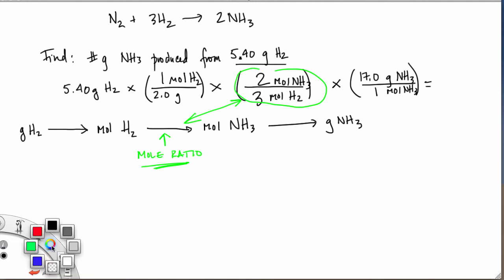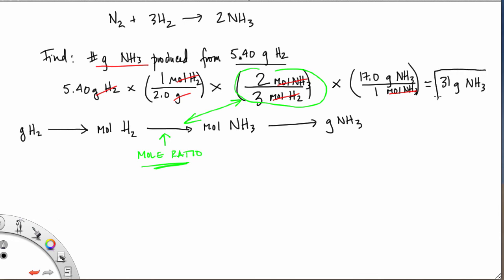I can double check and see that my units cancel. Moles of ammonia, they cancel. Moles of hydrogen, they cancel. Grams of hydrogen, they cancel. I'm left with grams of ammonia. I want to find grams of ammonia. My problem is set up properly. Then I can do the math. So I'm doing 5.40 divided by 2 times 2 divided by 3 times 17.0. And I get 31 grams of ammonia.